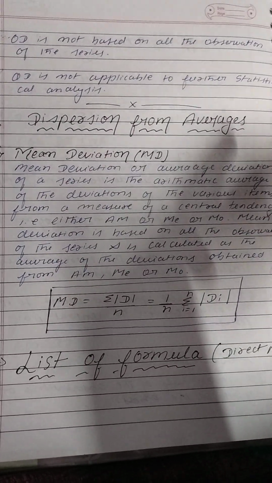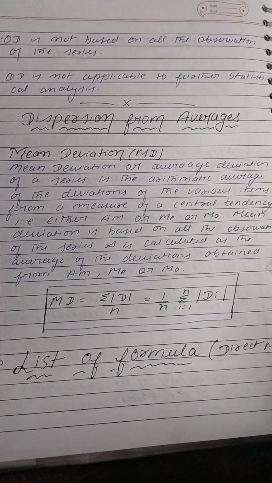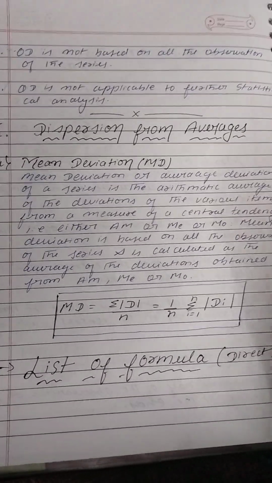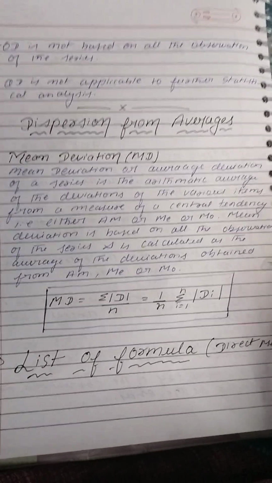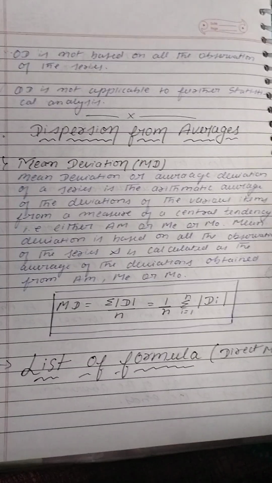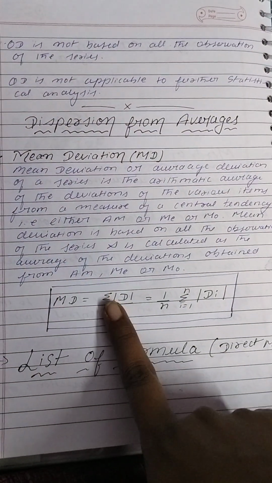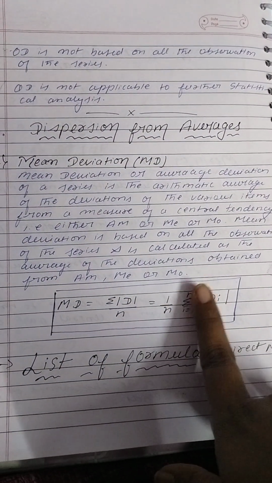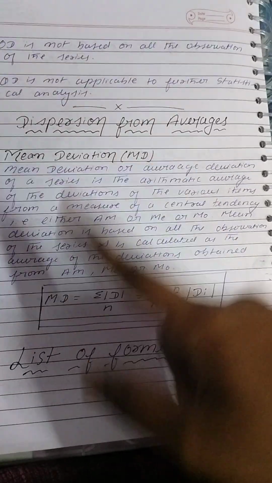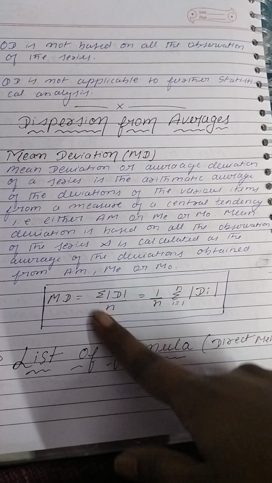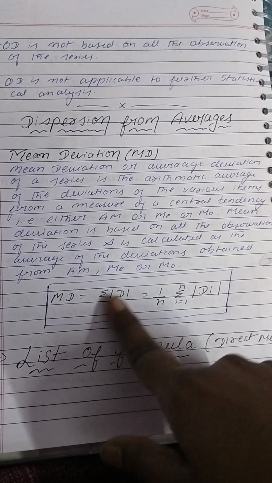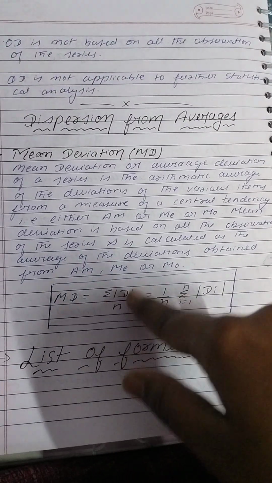From a measure of central tendency, either the arithmetic mean, median or mode, the mean deviation is based on all the observations of the series and is calculated as the average of the deviations obtained from the arithmetic mean, median or mode. So MD is equal to summation D by N, equal to 1 by N summation D. Here summation D by N is what? The summation sign divided by N is itself a mean.